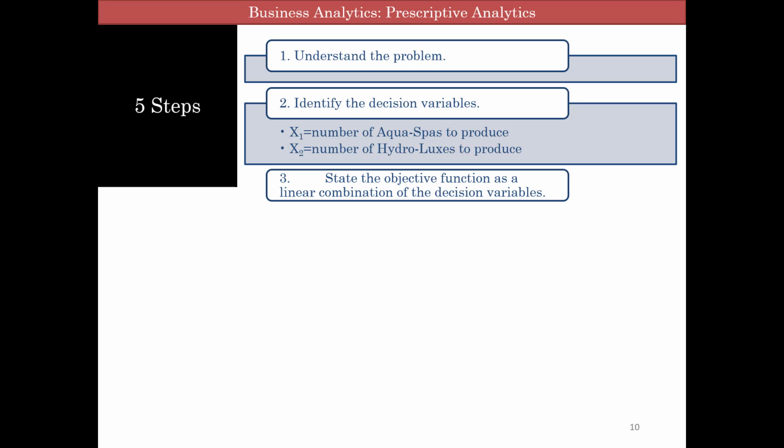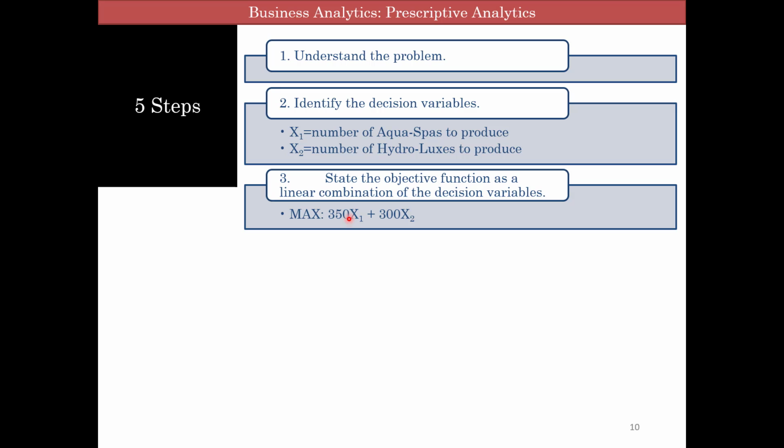Then you're going to state the objective function as a linear combination of decision variables. So what is the objective? So next thing you got to think about is, what do you want to do? You want to maximize your profit. So it's $350 for Aquaspas and $300 for Hydroluxes. Therefore, the total profit would be 350 multiplied by x1 plus 300 multiplied by x2. Why? If x1 is 1, that's 350. If x1 is 2, then it's 700. If x1 is 10, that's 3,500. So it is 350 multiplied by the number of Aquaspas you produce, plus 300 multiplied by the number of Hydroluxes.